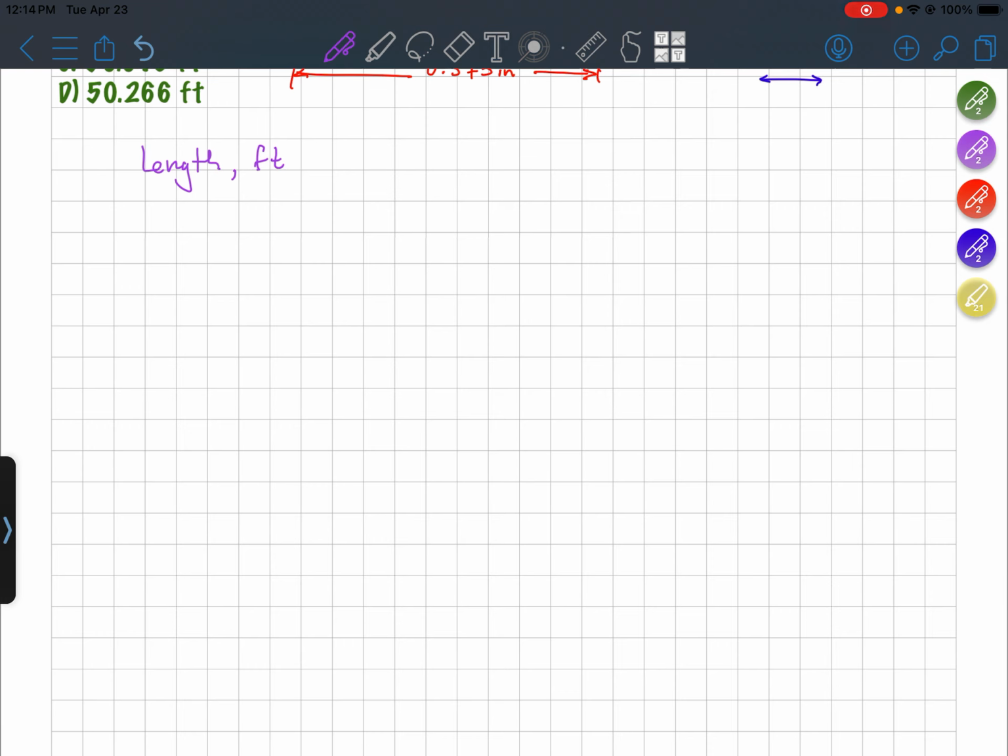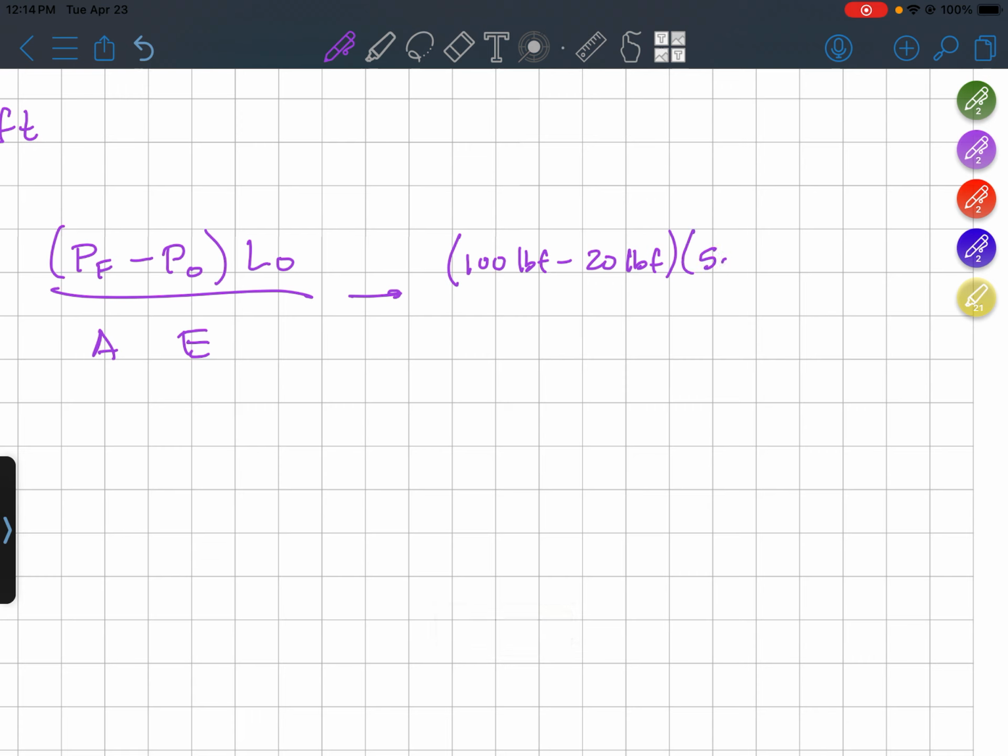So right away, we know that this is an axial elongation problem, so we write our axial elongation formula, which, rewritten for this specific problem, is P final minus P original, that's our load, times our original length over our cross-sectional area times our Young's modulus. So let's put some values to this. We've got 100 pounds force minus 20 pounds force, times 50 feet.